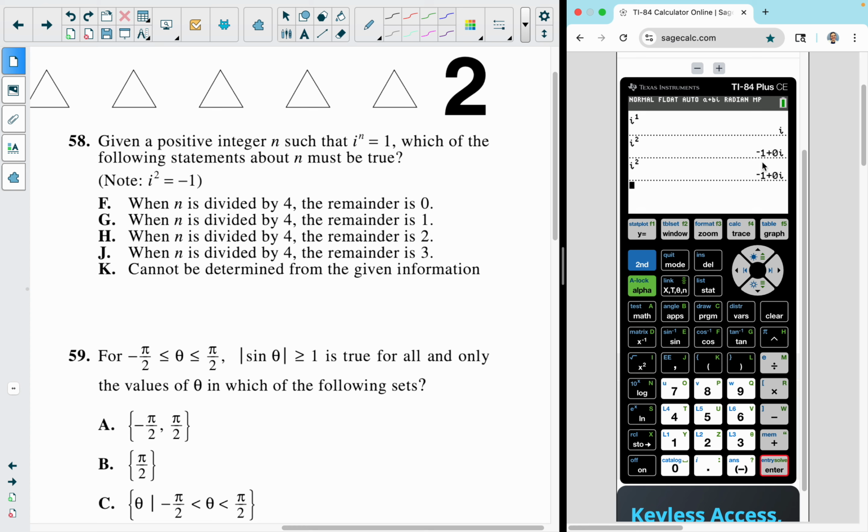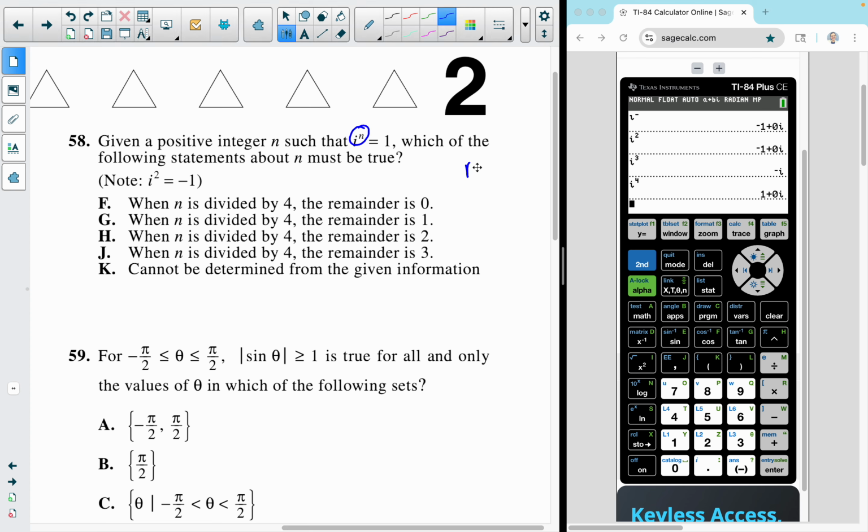That's fine. So then we do i cubed, because I need to know what that n is to get positive 1. So i to the third gives me negative i. So I'll do i to the fourth, and I get positive 1 plus 0i. So that means that 1 plus 0i is just 1. So this number here is 4. So n is equal to 4.